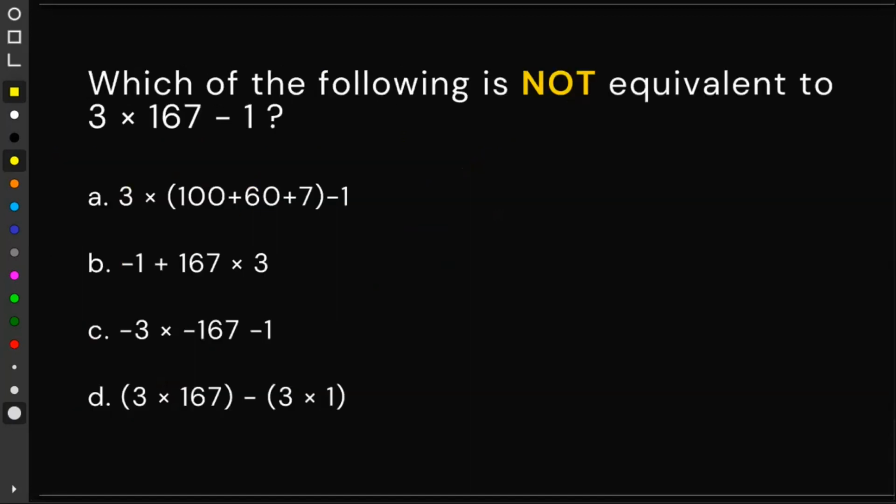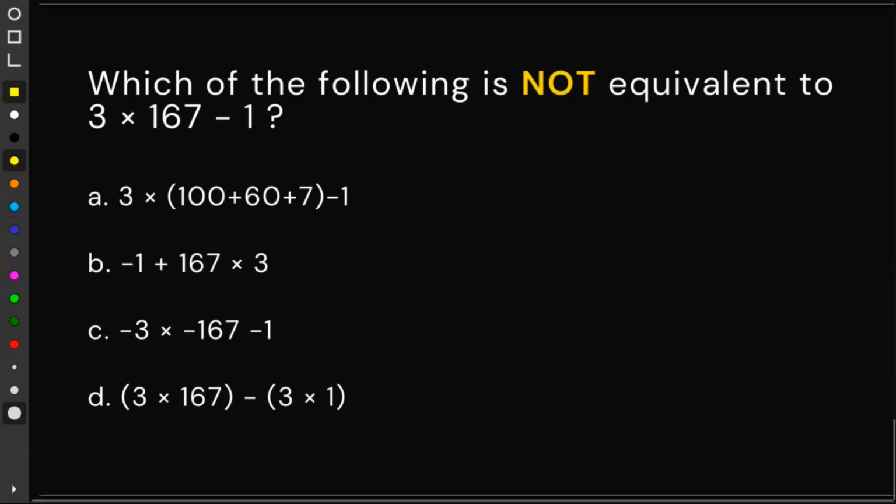Let's go on to our final example. Which of the following is not equivalent to 3 times 167 minus 1? For this one, we will try to apply the PEMDAS operations out here, as well as some basic real number properties, such as distributive property, commutative, associative, and such.